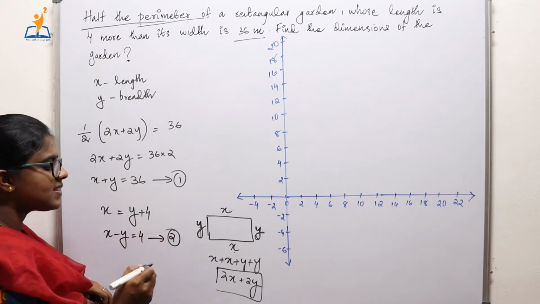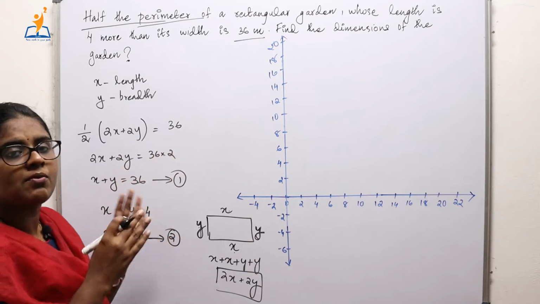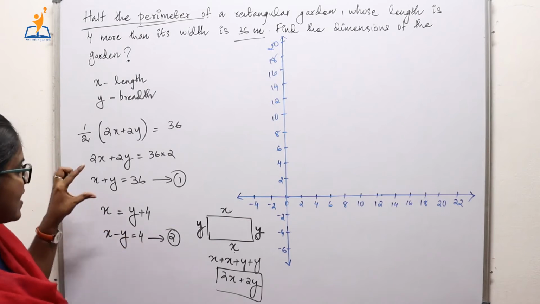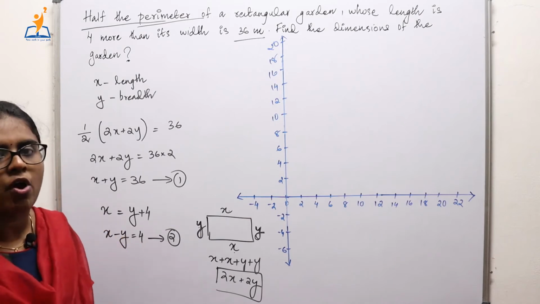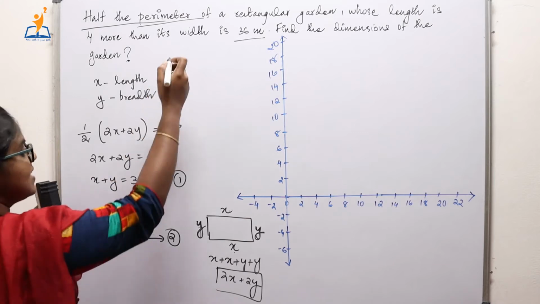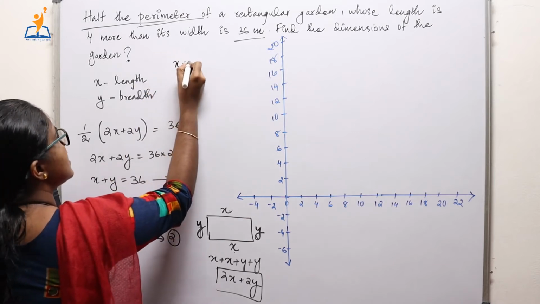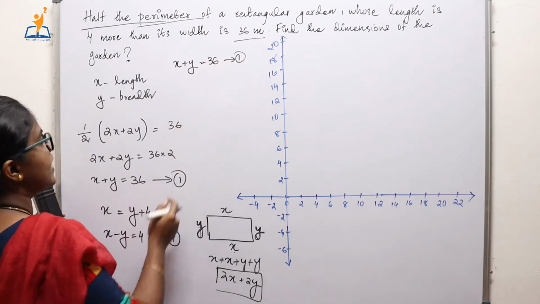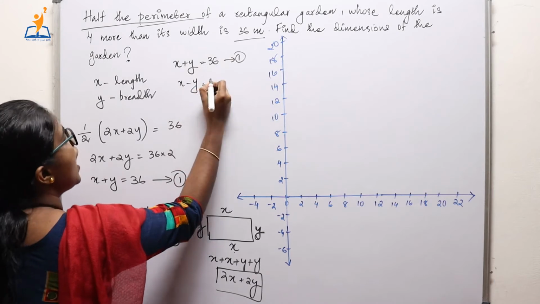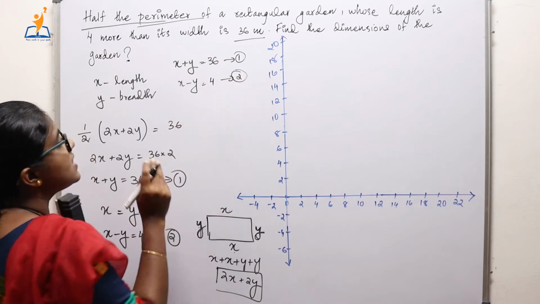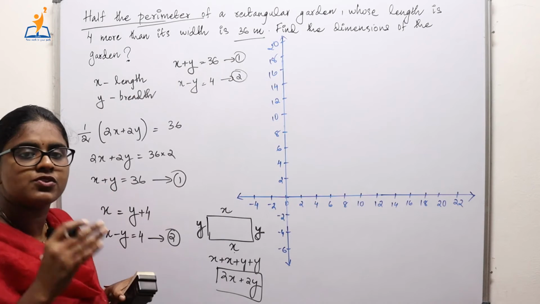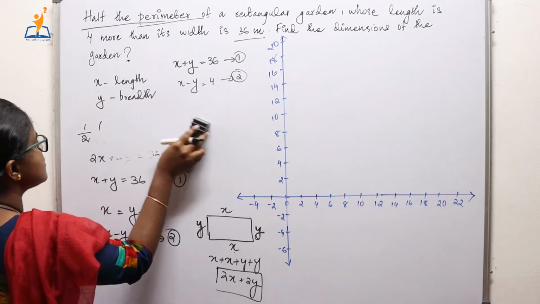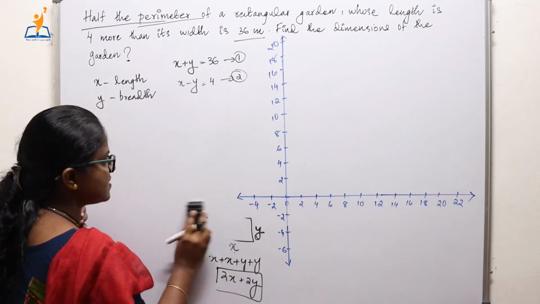So these are the 2 conditions which are given in the question, and we have put them into linear equations in 2 variables, and these 1 and 2 together form a pair of linear equations in 2 variables. Let's write those equations once more, that is x plus y equals 36, our equation number 1, and x minus y equals 4, our equation number 2. Solving these 2 equations, we will get the values for x and y, which will be the dimensions of our garden. So we can solve this particular pair of linear equations graphically.